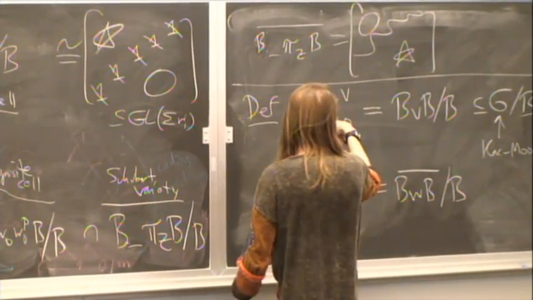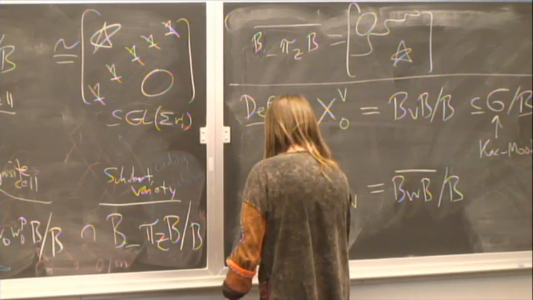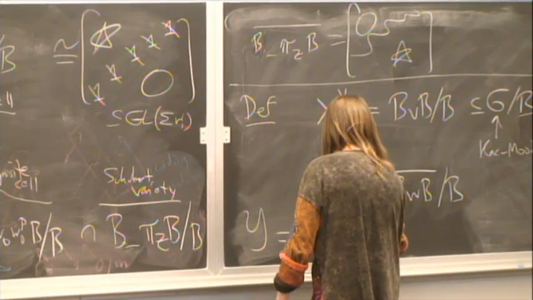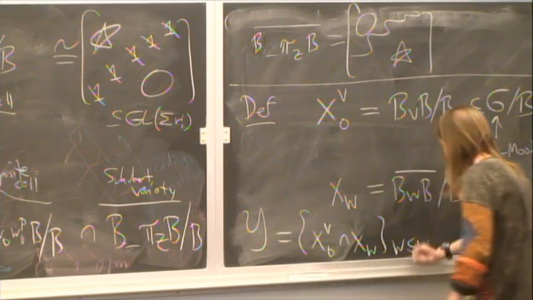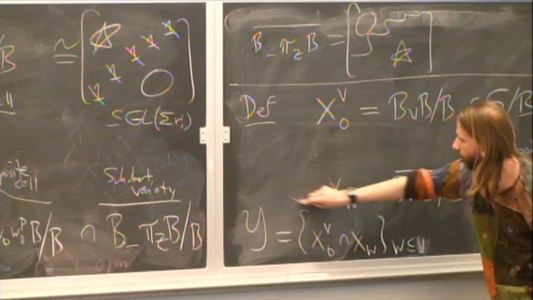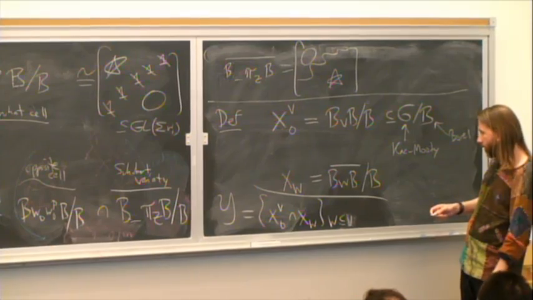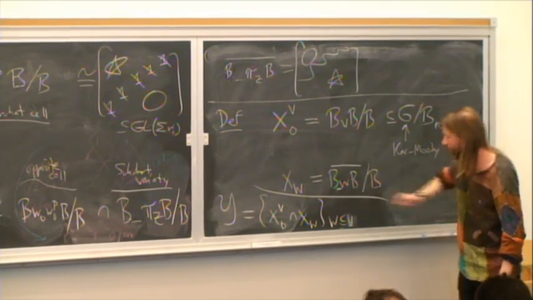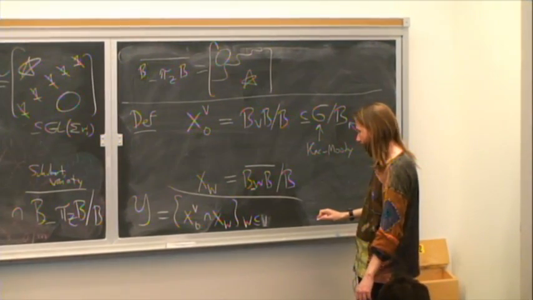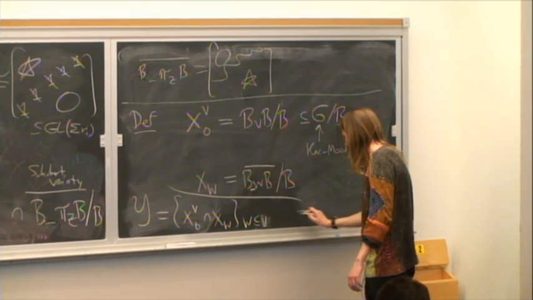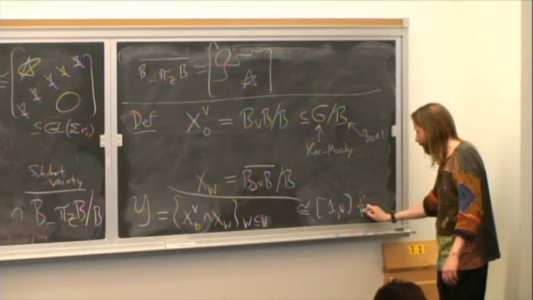And I want to think of this guy as stratified by its intersection with these. So let me let Y be the set of intersections where here W is less than V in the Bruhat order so that this intersection is non-empty. Minus, yeah. There's the minus. Thanks. And so this is isomorphic to just the interval from 1 up to V in Bruhat order.